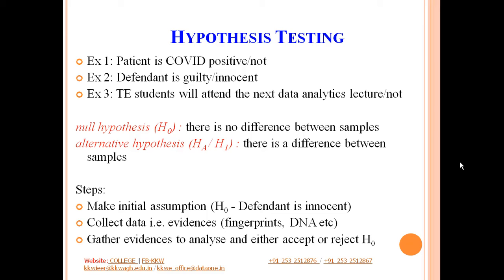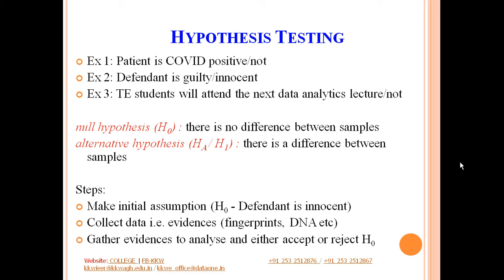The second step is to collect the data, that is, the evidence. Now in this case, in the court of law, we want to test a particular criminal, whether the criminal is innocent or guilty. So what can be the evidence or the data in this case? It can be some fingerprints, it can be the DNA, it can be the output of a lie detector test, it can be the phone calls, and so many things. Okay, so we will collect all this evidence. That is step number 2.